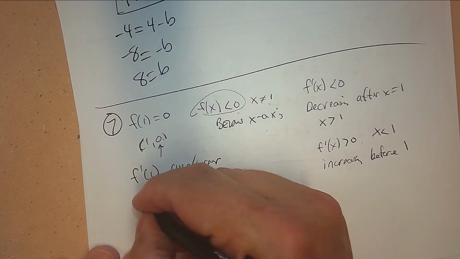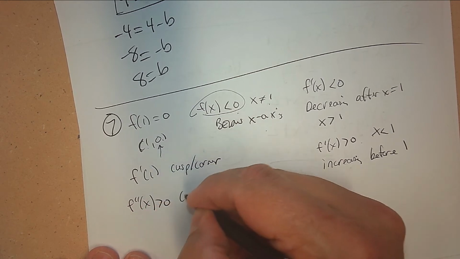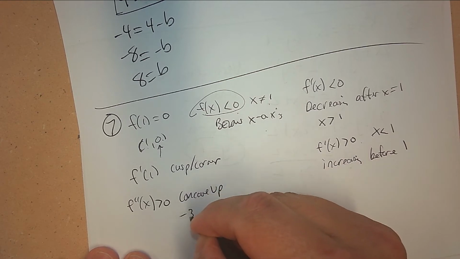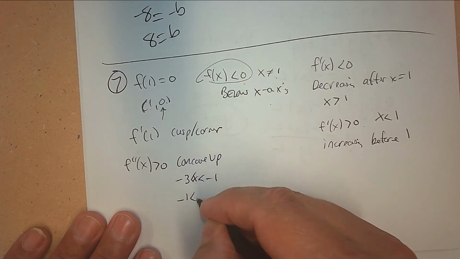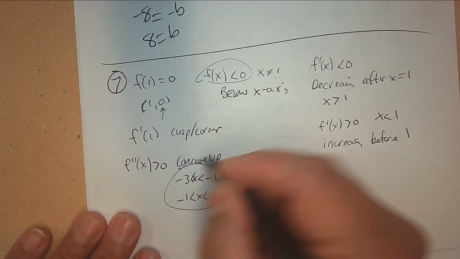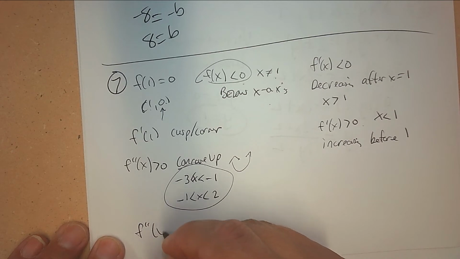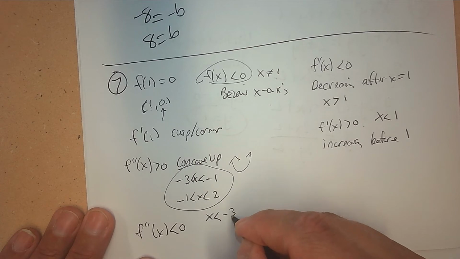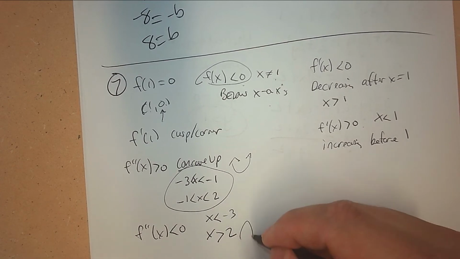It says the second derivative is greater than 0, which means concave up, positive, between -3 and -1, and between -1 and 2. So this is where it's concave up, where it's going to smile. Then it says the second derivative is less than 0 when x is less than -3 and x is greater than 2. That's concave down.